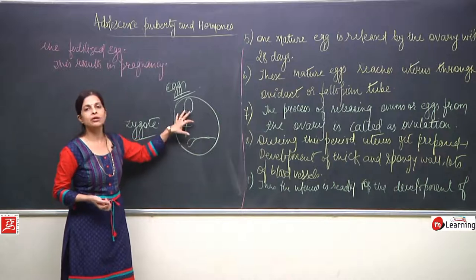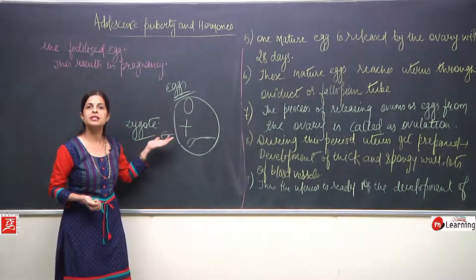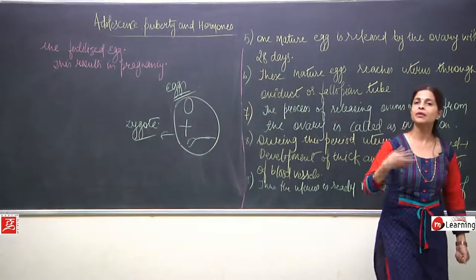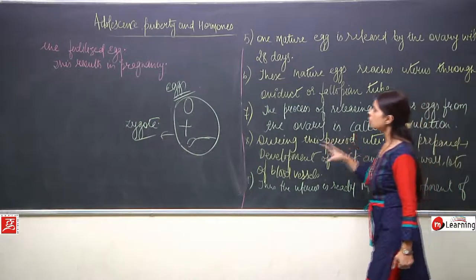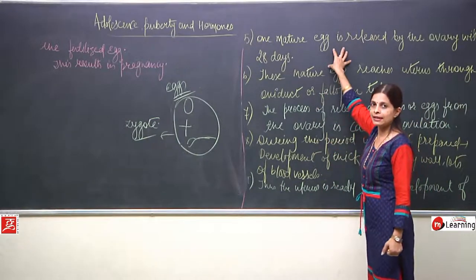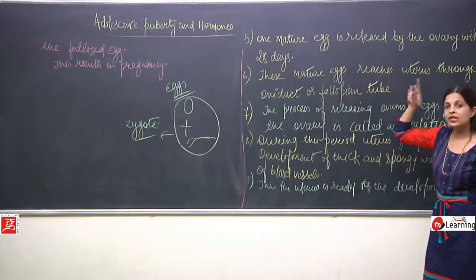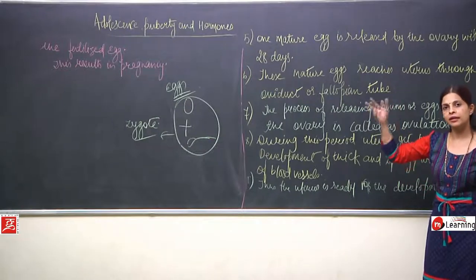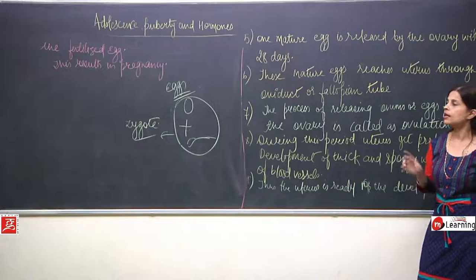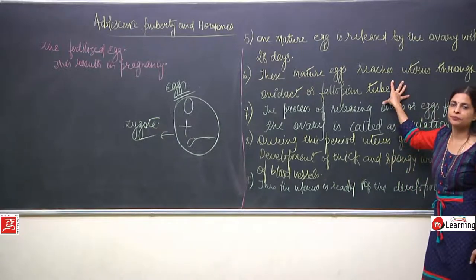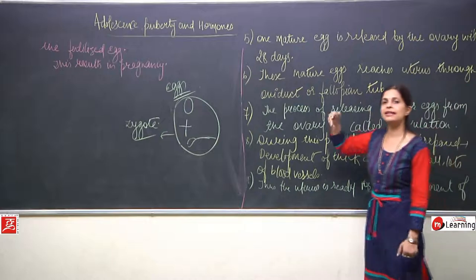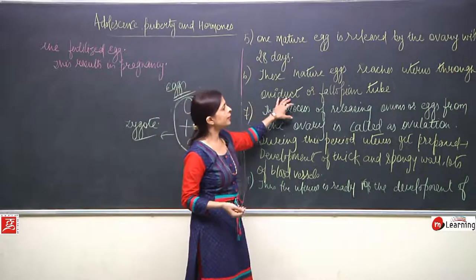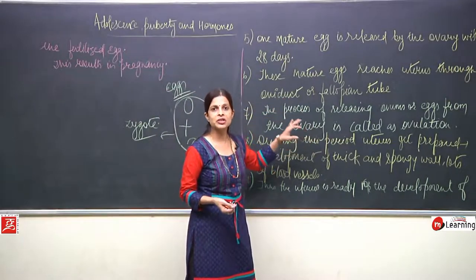The ovum has come in contact with the sperm, fertilization has taken place, and the zygote is formed. Slowly it will be converted into an embryo, then a fetus, and then a child. Every month, within 28 days, the ovary will release an egg. Mature or immature? Mature egg, isn't it? What was there in the ovaries at the time of birth? Immature eggs. Now the ovaries are going to release mature eggs. This release of eggs from the ovary is known as ovulation.